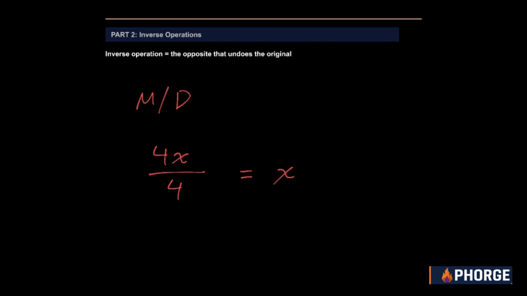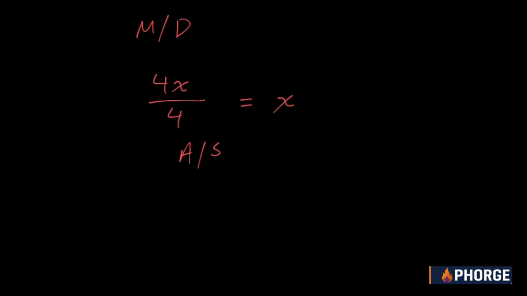Same thing with addition and subtraction. Let's say we have x plus 3 equals, let's just say, 0. If we wanted to figure out what x equals, we just subtract, which is the opposite of addition, and then you subtract on both sides. x is equal to -3.